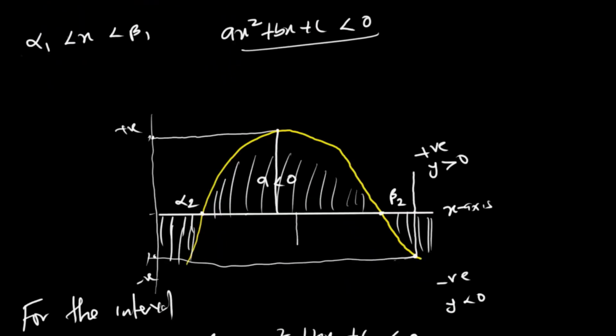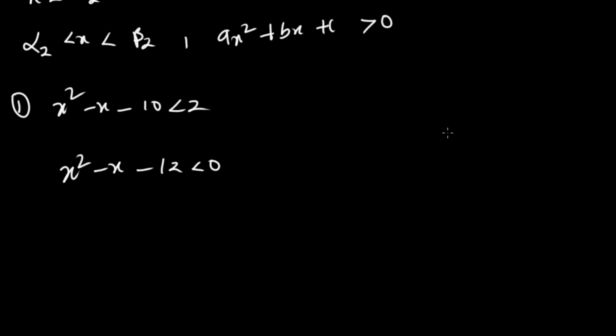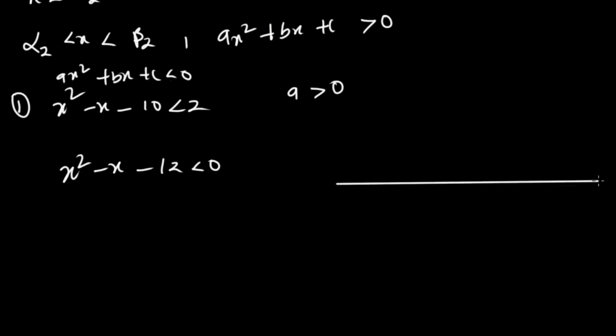So we have to firstly analyze our question. Here we have a x squared plus bx plus c less than 0. So we know that here we have a to be greater than 0, because the coefficient of x squared is greater than 0, and we know that the coefficient of x squared is a. So the type of graph that we are going to have is the cup-like structure, which is in this form.